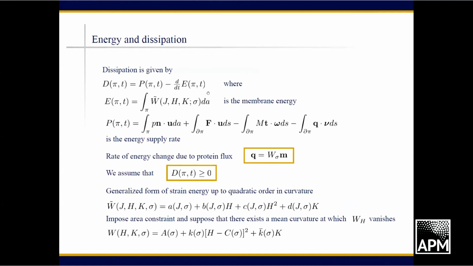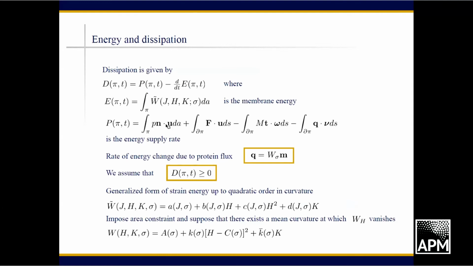Okay, well, I want to account for the fact that diffusion is, of course, a dissipative process. We define the dissipation to be the difference between the power supply to a patch of the membrane, protein composite, and the rate of change of the energy contained in the membrane protein composite. Now we will allow the energy per unit area in the film to depend also on protein concentration, in addition to the standard variables that we discussed before.